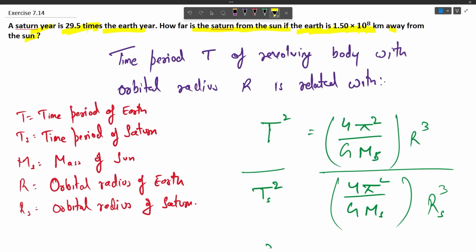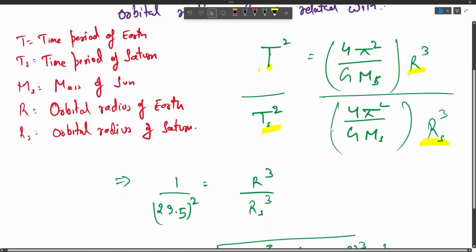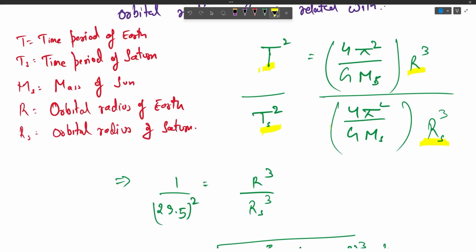Now in this ratio, the mass of the Sun and the constant G, 4π² divided by GM, are constant in both the relations. So the ratio of this will be equal to 1. Now we'll be left with the ratio of time squared and the cube of the orbital radius. Here T represents the time period of Earth, and R represents the orbital radius of Earth, and Ts is the time period of Saturn, and Rs is the orbital radius of Saturn. Now here we have been given the time period of Earth, that is 1 year, and the time period of Saturn, that is 29.5 years, and the orbital radius of Earth is given. Now only Rs is unknown over here.